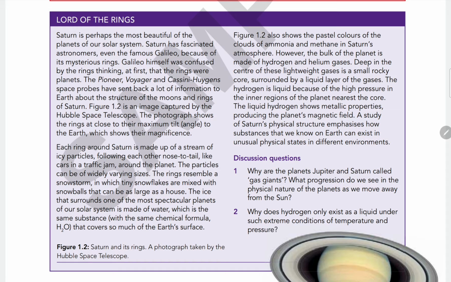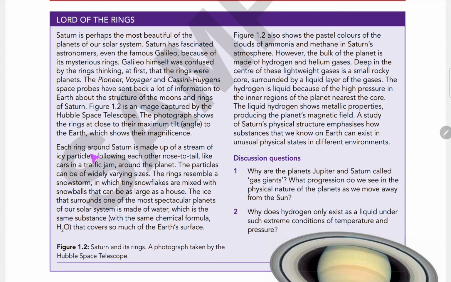So the Pioneer, Voyager, and Cassini-Huygens spacecraft have sent back a lot of information to the Earth about the structure of the moons and rings of Saturn. So here, figure 1.2 is an image captured by the Hubble Space Telescope. The photograph shows the rings close to the maximum tilt to the Earth, which shows their magnificence.